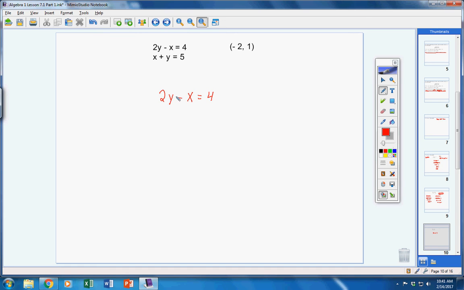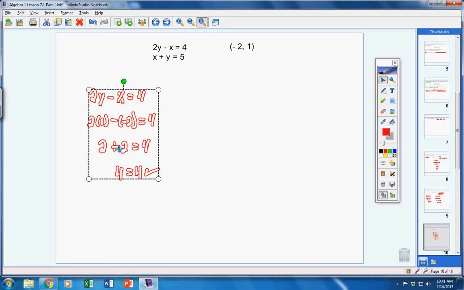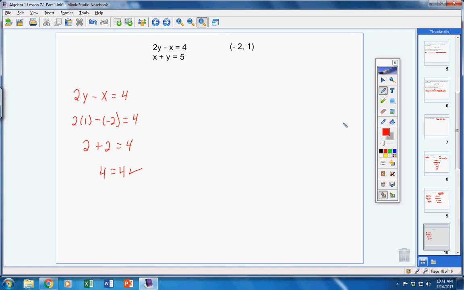This is a y, so I substitute my y in 1. Negative x is next. X is a negative 2. There we go. 2 times 1 is 2. Negative negative is positive 2. And positive 2 is 4. So it looks like we're going to have another solution possibly, okay? So the ordered pair does work in the first equation.